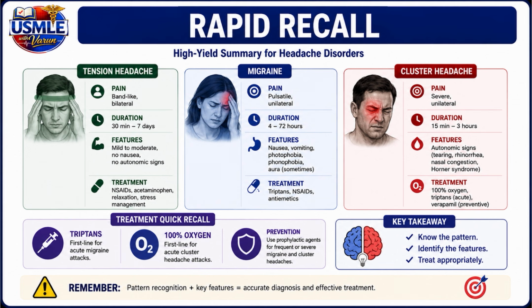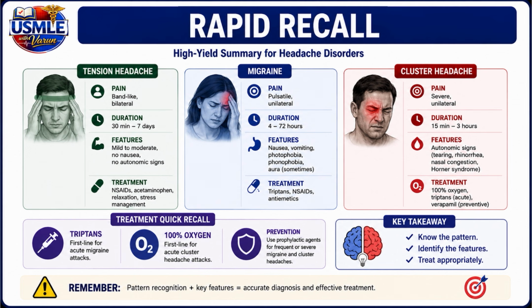Cluster headache is usually severe unilateral pain that is usually around the orbit or behind the orbit, usually retroorbital. The duration of attack could last for about 15 minutes to 3 hours. Features of cluster headache include autonomic signs like tearing, rhinorrhea, nasal congestion, Horner syndrome. This can be treated with 100% oxygen, triptans, and verapamil. Verapamil can be used for prophylaxis.